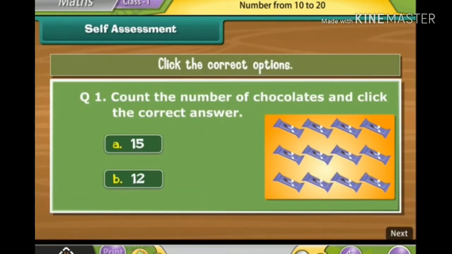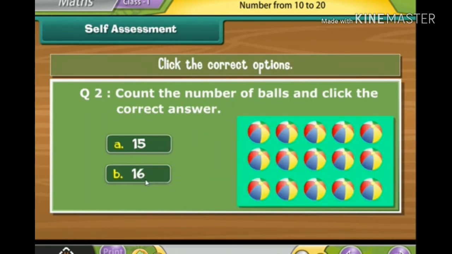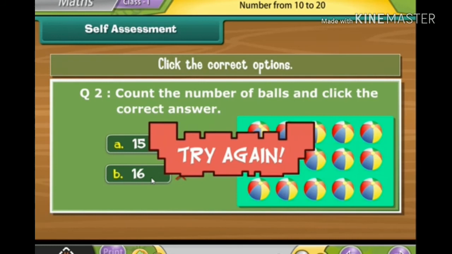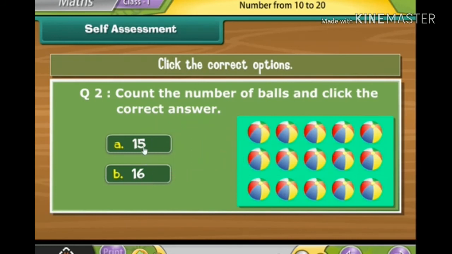Self-assessment. Hey kids, time to know what you have learned. Count the number of chocolates and click the correct answer. Well done! Count the number of balls and click the correct answer. Try again. Well done!